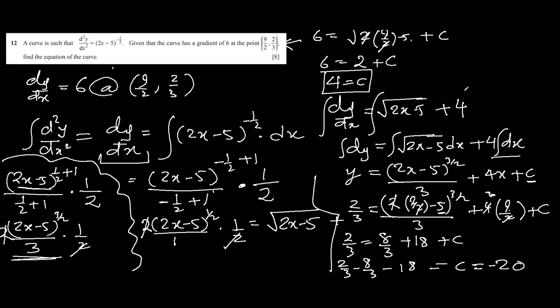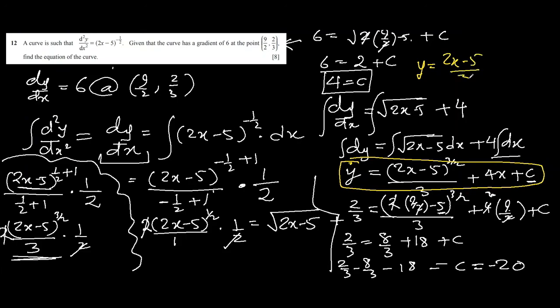So the final equation of the curve, I will use this one, yes, this one, with c. So y equals (2x minus 5) to the power 3 over 2, over 3, plus 4x minus 20.